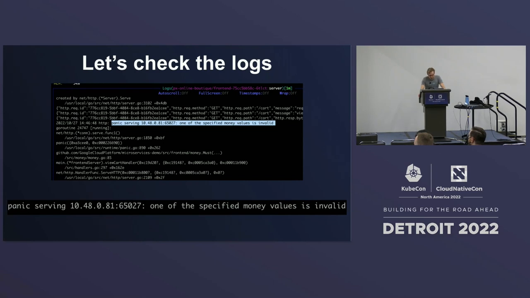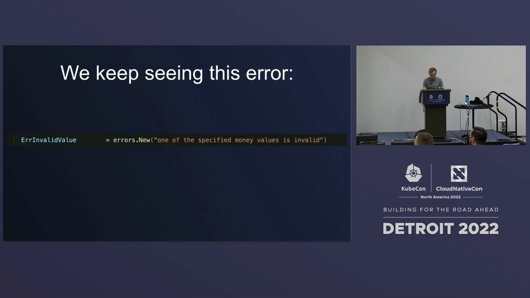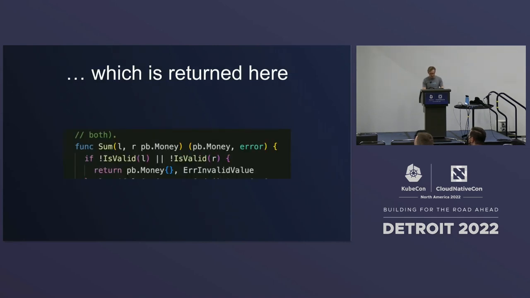So we're looking in the logs, and we see this one log with the panic that says one of the specified money values is invalid. It's a bit weird. What, our money values is weird? Okay. We keep seeing this error, and it keeps getting returned by this sum function.